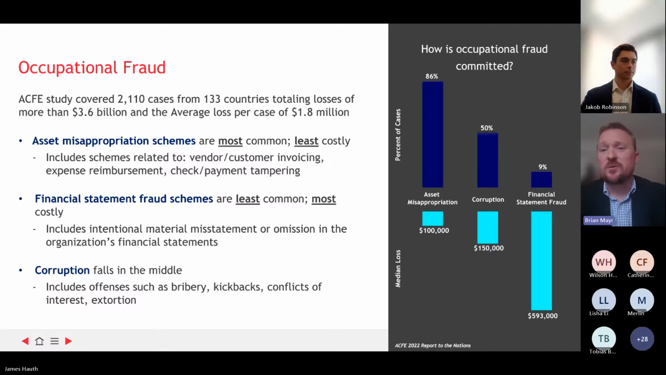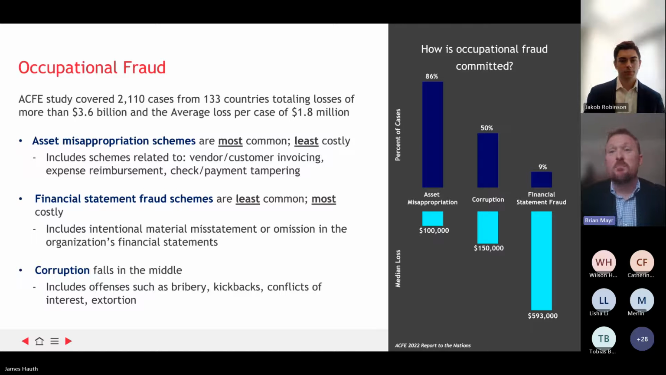Right, so now we're going to break those three elements of the fraud tree down. So as we discussed, asset misappropriation schemes. What are these? These are the most common, yet the least costly types of schemes to an organization. Right, these relate to activities such as vendor or customer invoicing schemes, expense reimbursement, maybe some different payroll schemes such as ghost employees, and also different schemes involving cash or checks and payments type processes. You can see on the right hand side, almost 86% of the cases involve asset misappropriation.